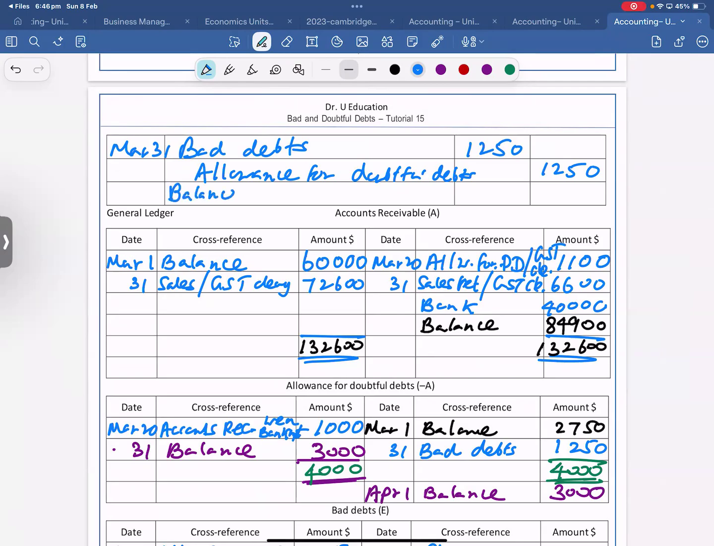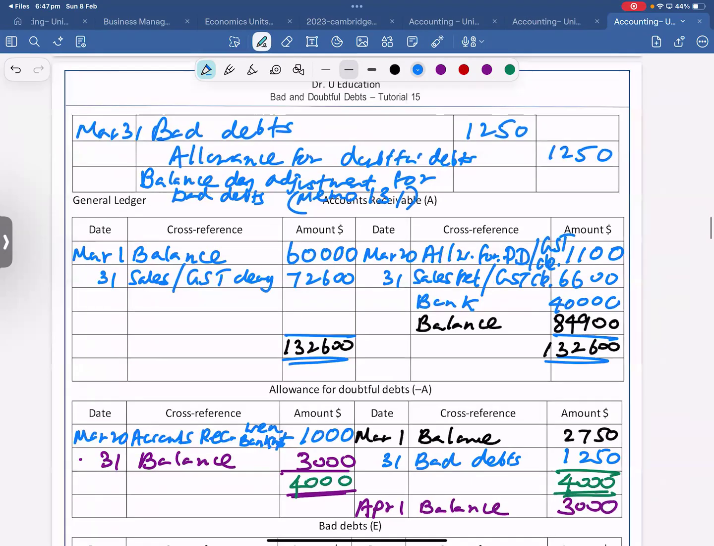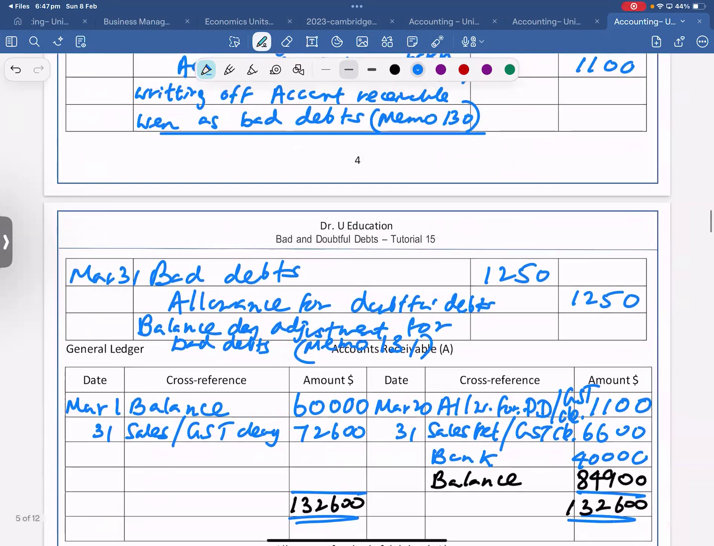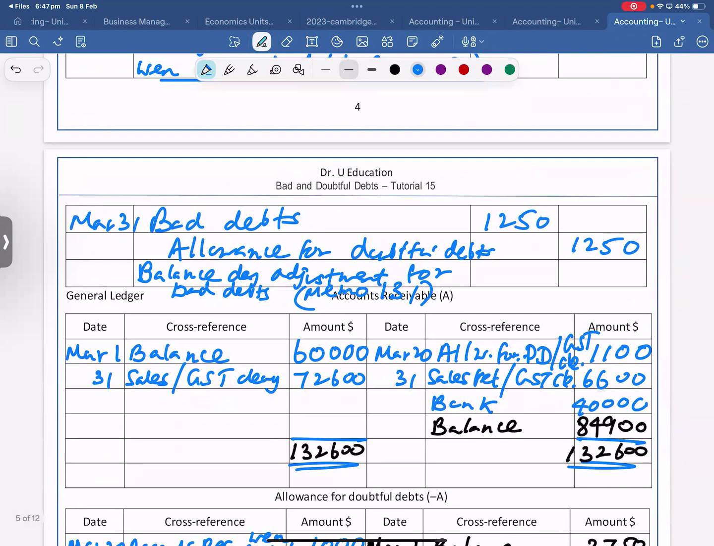So you can say balance sheet adjustment for bad debts memo 131. Is it an increase or decrease in effect? Yes, I'll give it to you. Just take down the double entry. Is it clear?